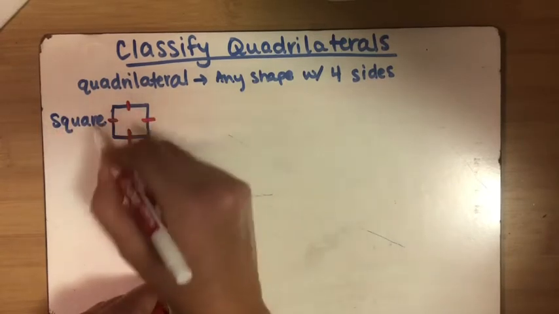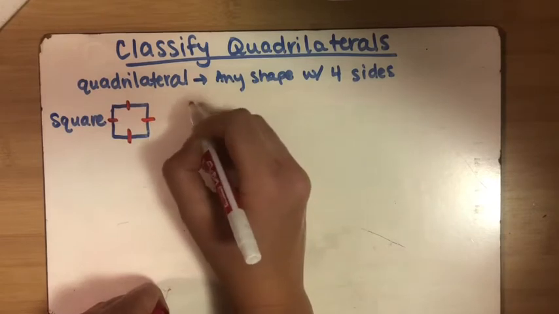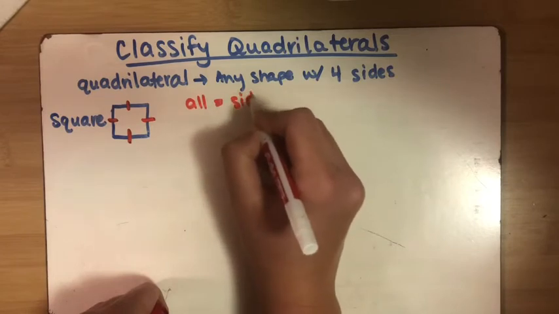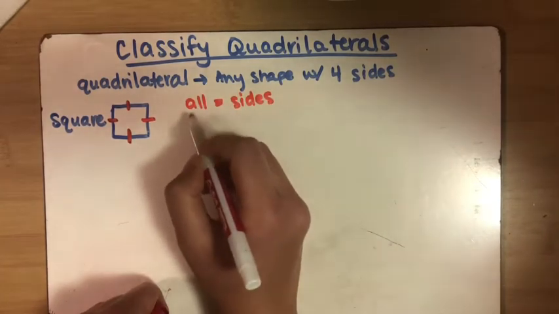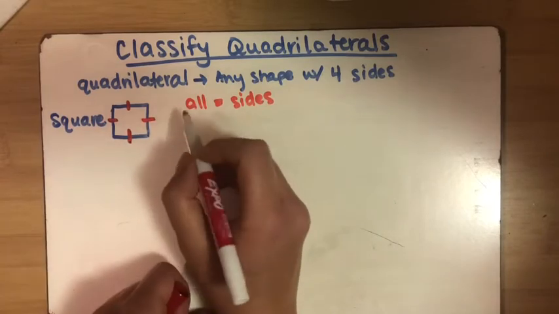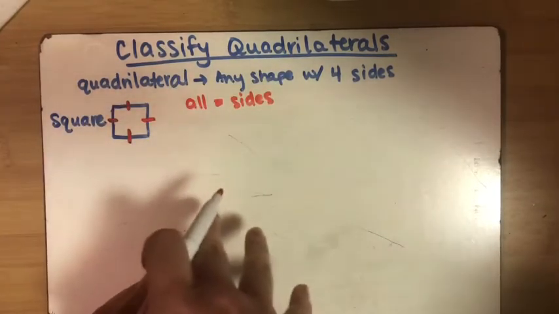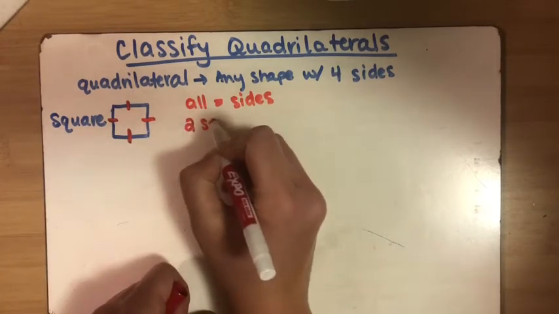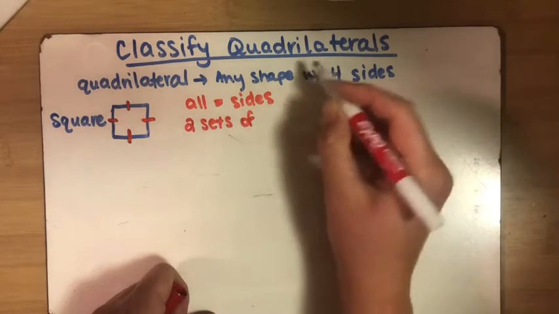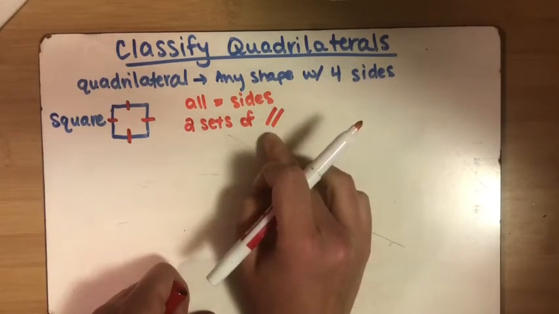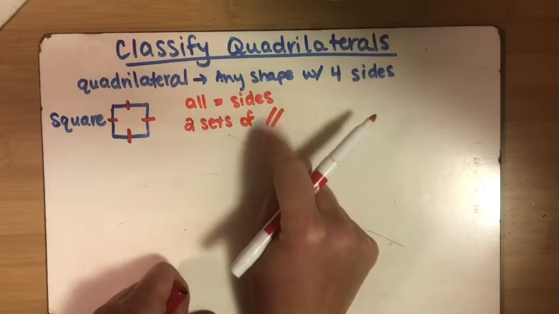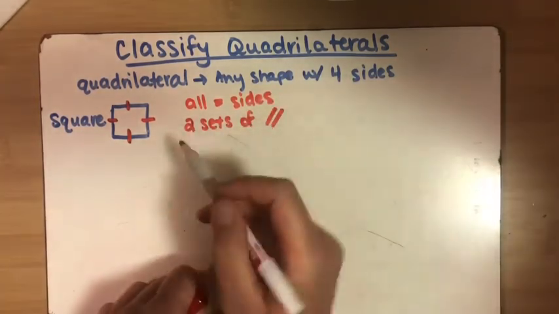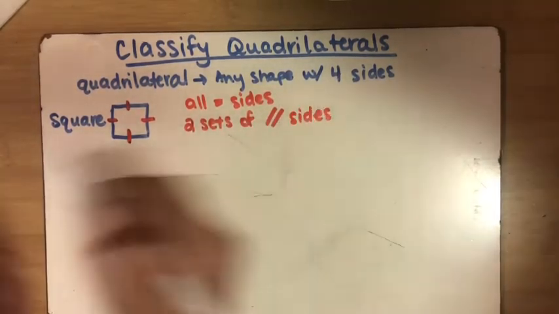So in order for a shape to be qualified as a square, it has to have all equal sides, and it has to have obviously 4 sides. That's a given. I'm not going to write that part down. All equal sides, and it has to have 2 sets of parallel. Now this little sign right here, this stands for parallel, because you can see there's 2 parallel lines there. That's just a little symbol in math, and makes it go faster. 2 sets of parallel. Okay, so that's our square.